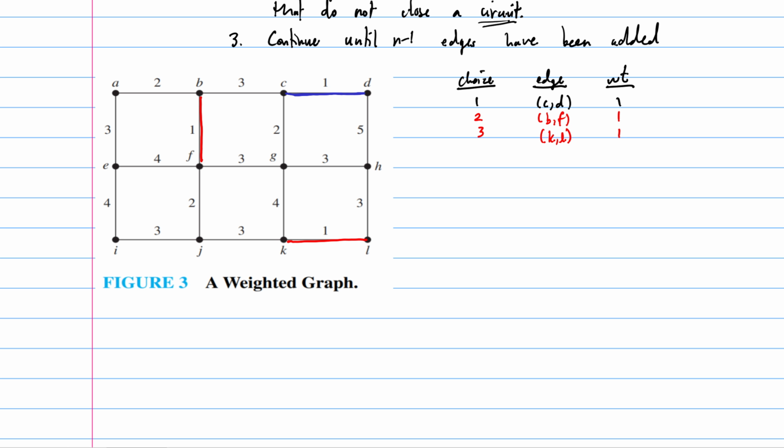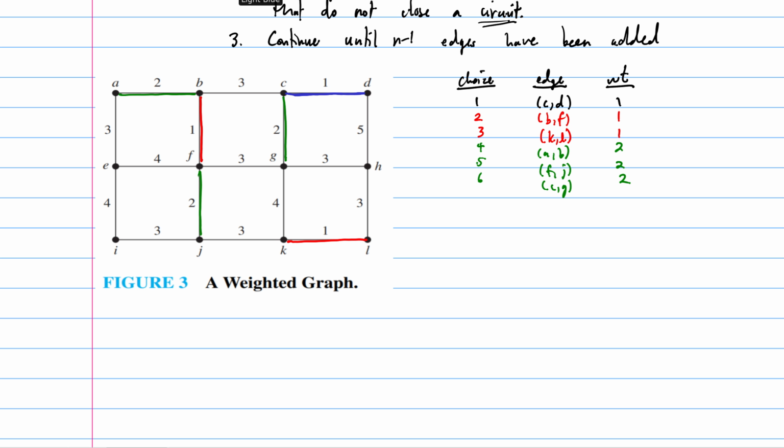Now we go to weight 2. We can add all the weight 2s, because none of those are going to force us to close off a circuit. So this is going to be our choices 4, 5, and 6. It's going to be AB, again not related to the original edge at all, not connected in any way, FJ, and then CG. And these are all 2s.